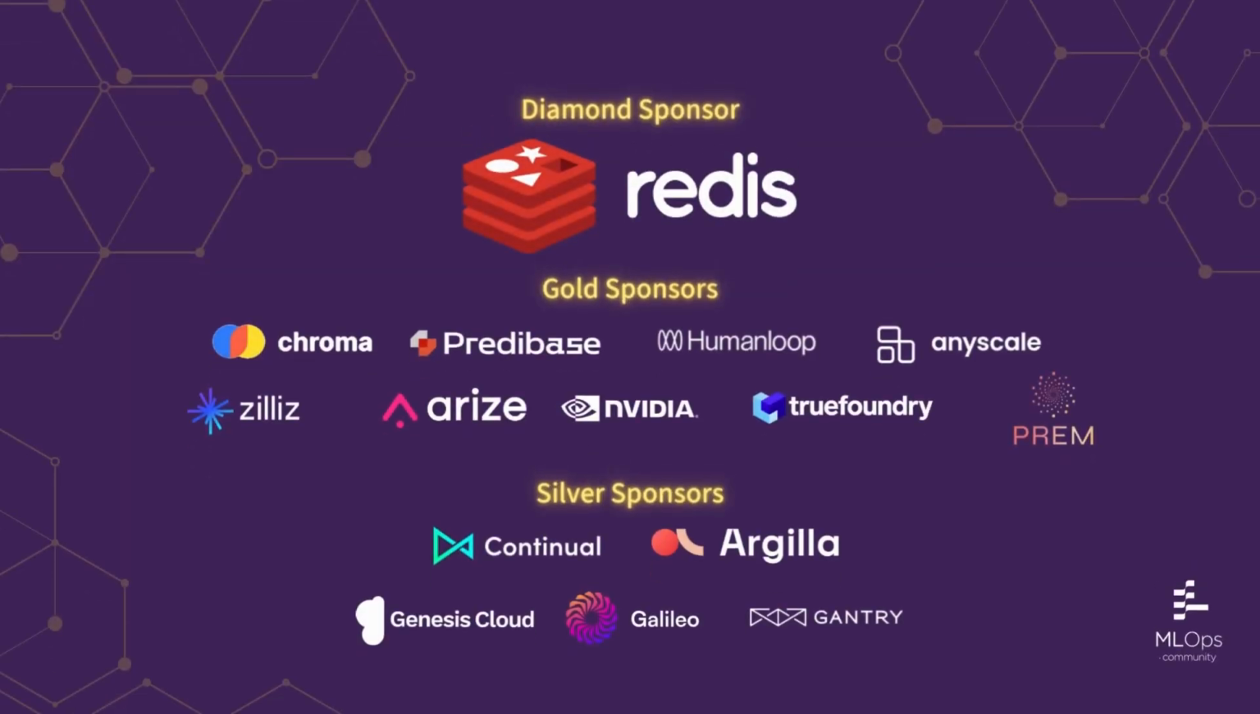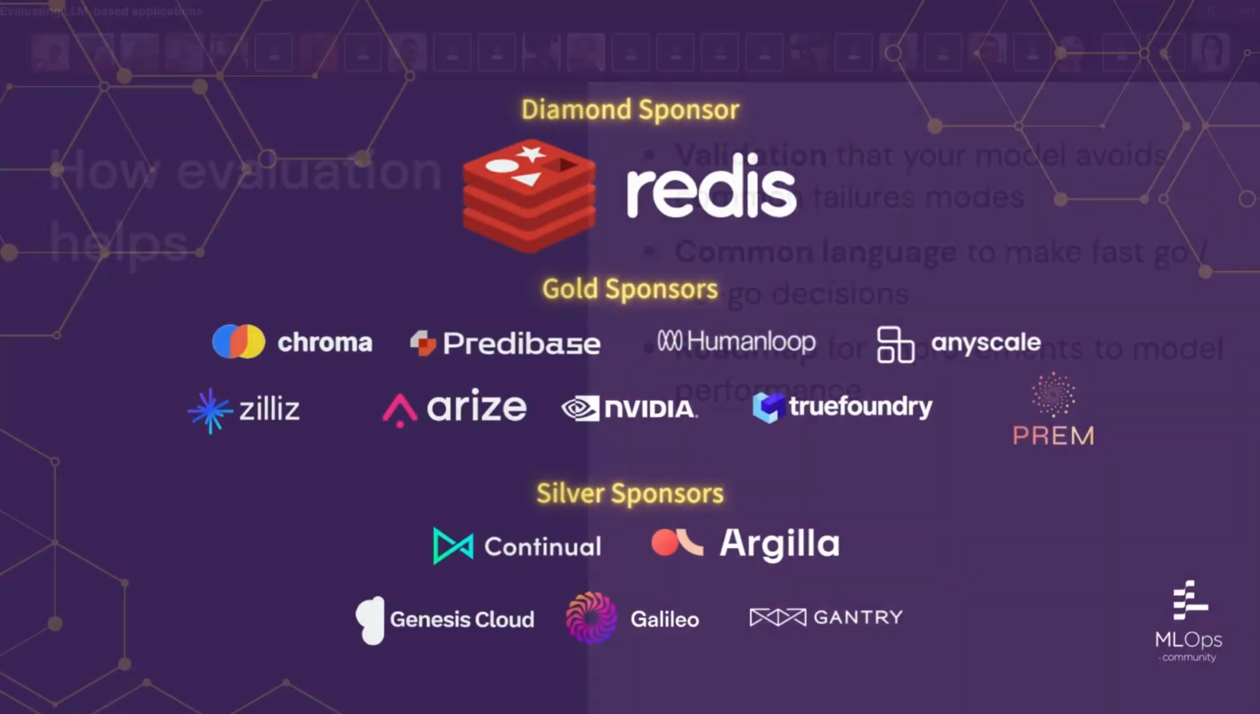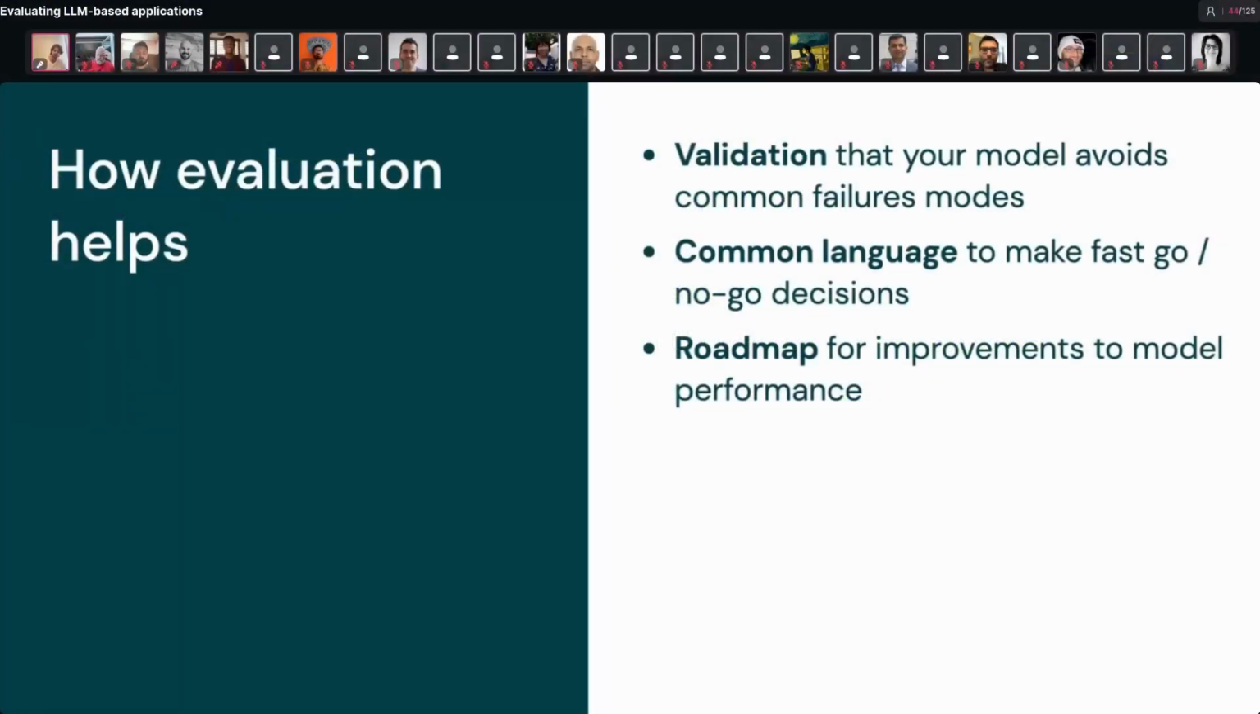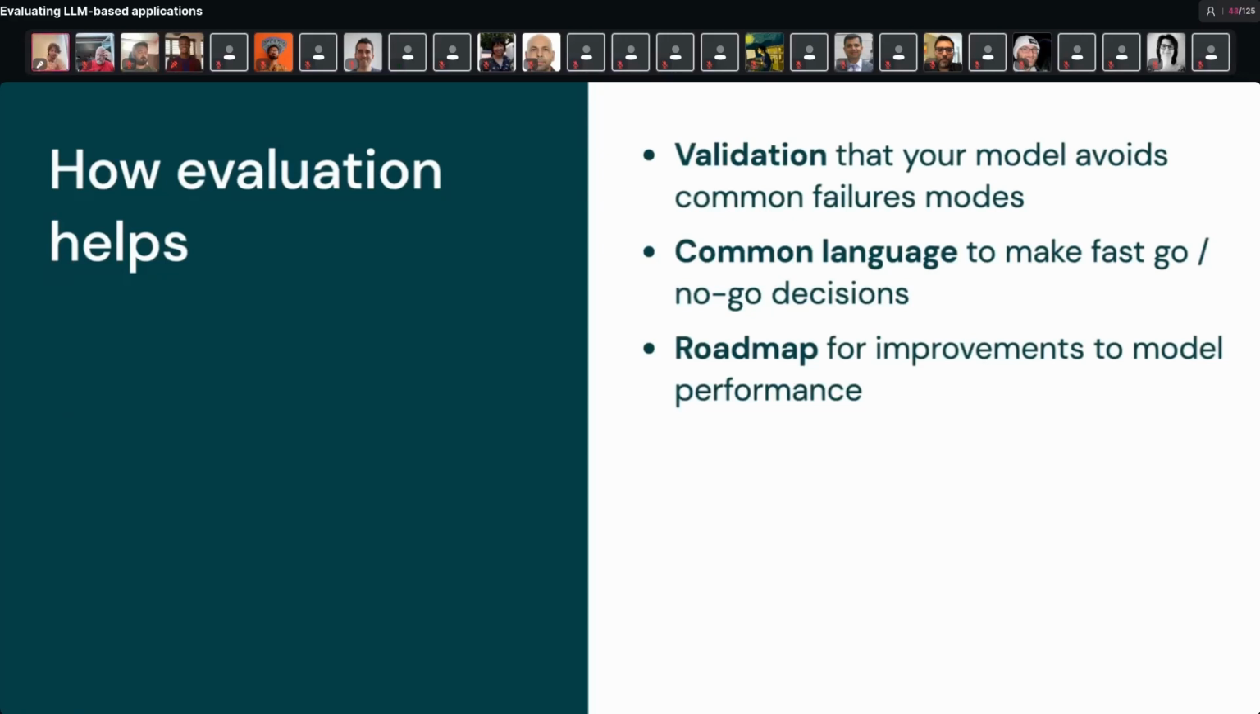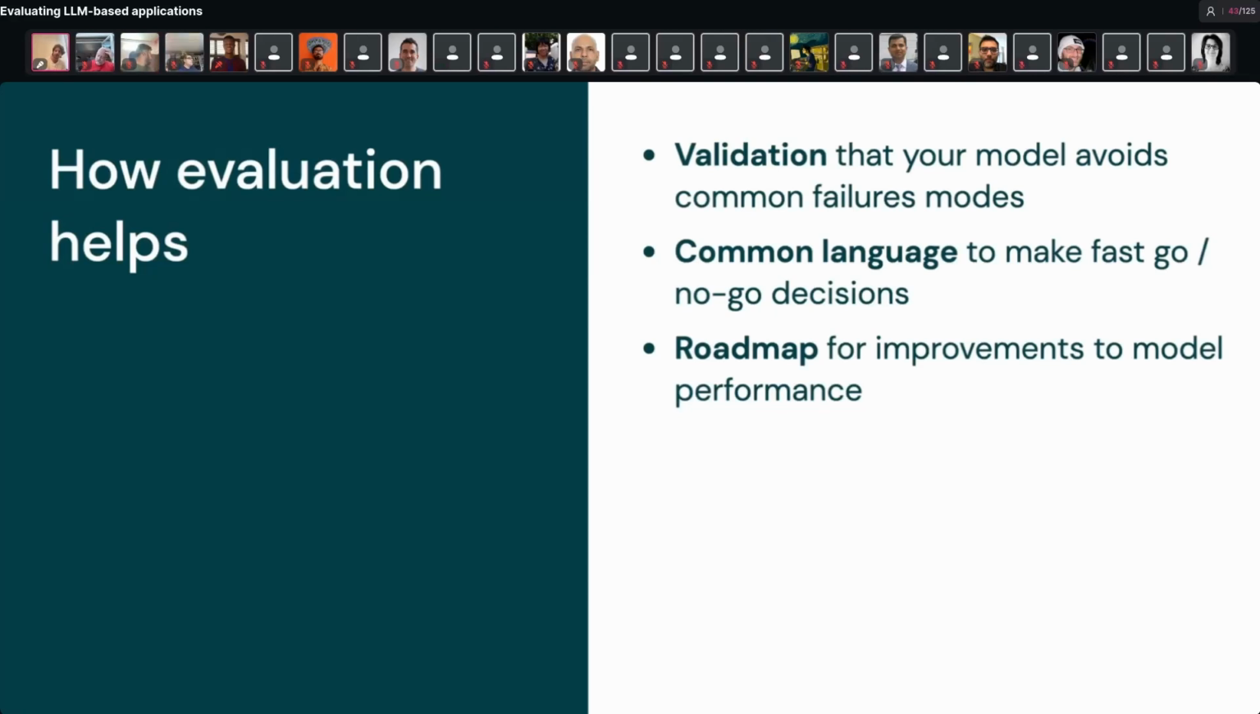Oftentimes the main challenge is not actually building the application itself. It's convincing your teammates that this is actually good enough to go in front of your end users. So evaluation can be an antidote to that. And then finally, if you use evaluation the right way, I think it can be a great roadmap for making improvements to model performance. If you have robust evaluation and granular evaluation, that can point you to the current opportunities to make your model or your system better. And that can help you decide your development path.